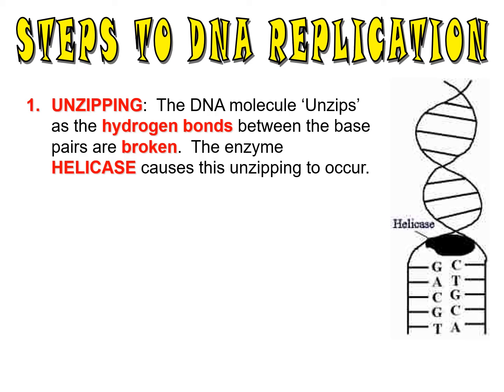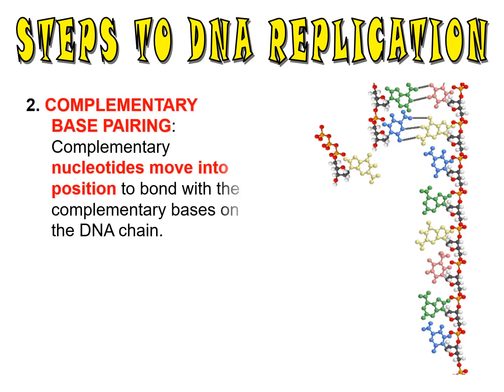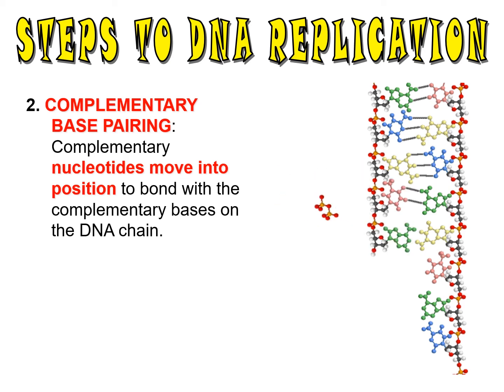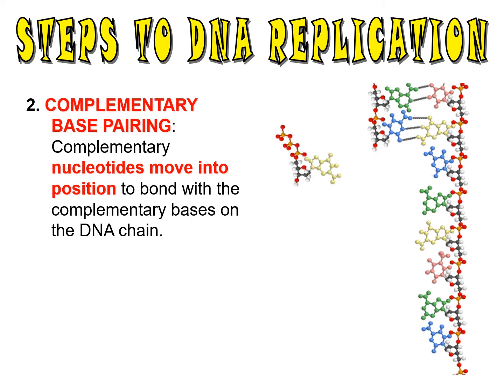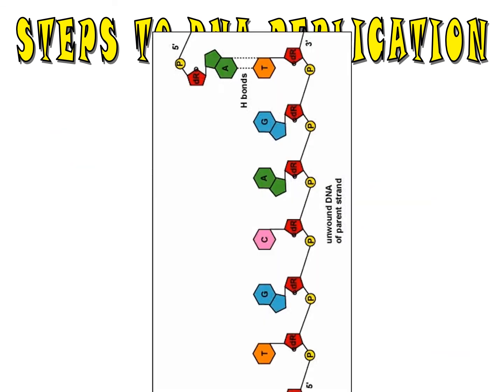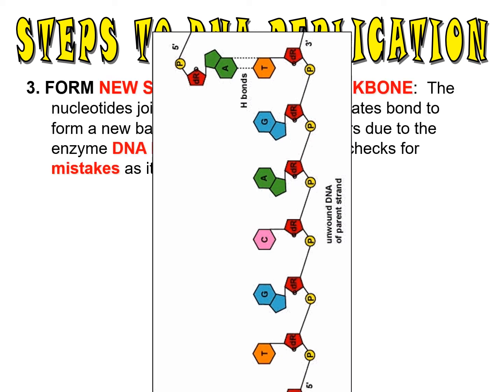So, the next step is complementary base pairing. So, simply, yung mga complementary nucleotides lalapit doon sa mga old strands ng DNA and it matches with a nitrogenous base. Okay? And bonds with that particular nitrogenous base. Okay? So, third, form new sugar phosphate backbone. So, the nucleotides join as the sugars and phosphates bond to form a new backbone. This process occurs due to the enzyme DNA polymerase, which also checks for mistakes as it goes.